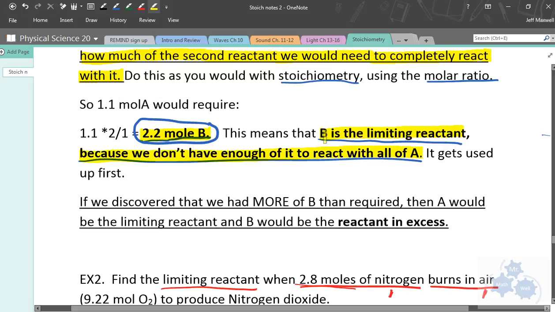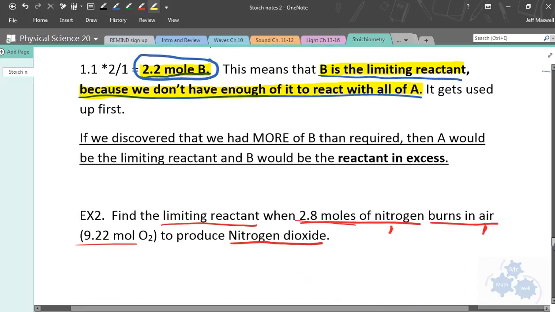So write this down, this is really important. B is the limiting reactant because we don't have enough of it to react with all of A. The one that has stuff left over, okay, now I won't read this sentence because I don't want to confuse you about the reactant in excess yet. I'm going to do this example right now, so just skip that sentence for now.